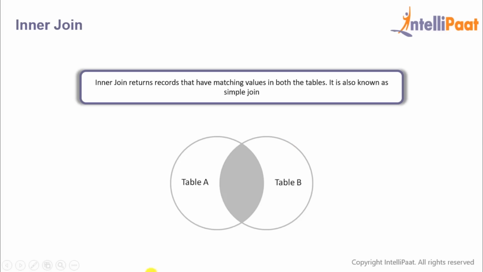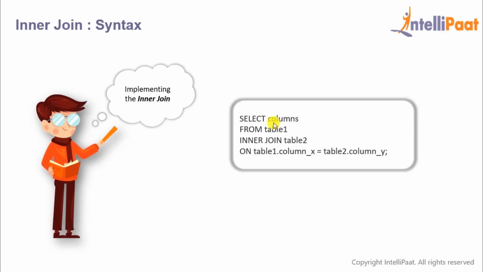So let's say we have two tables, table A and table B. And when we apply inner join on these two tables, we'll get only those records which are common to both table A and table B. So let's have a look at the syntax. We'll give the select keyword first and then the list of the columns, following which we'll give the from keyword and give the name of the first table. Then we'll use the keywords inner join and give the name of the second table. After which we'll use the on keyword.